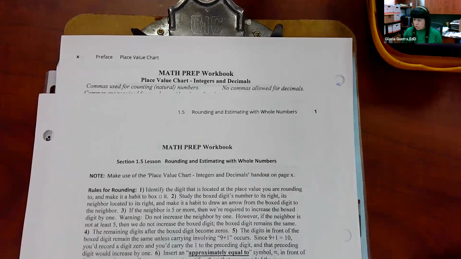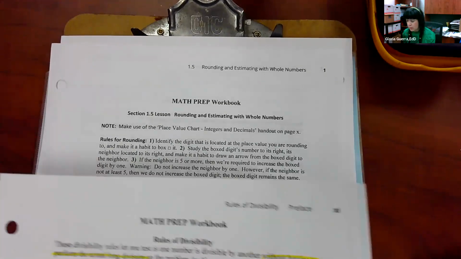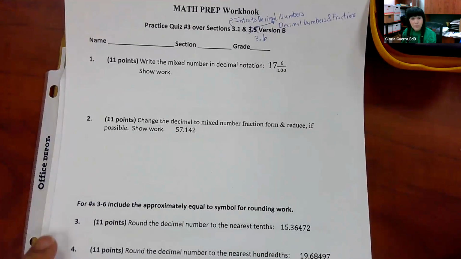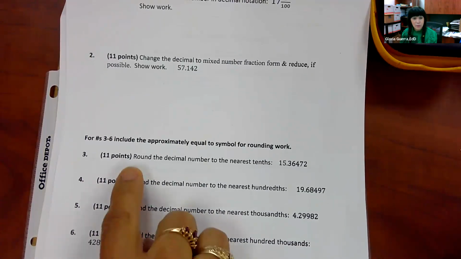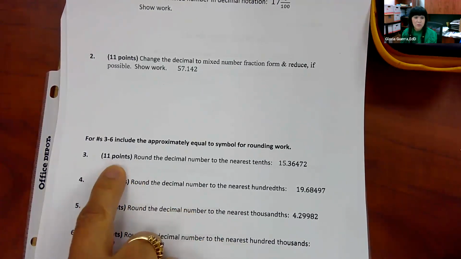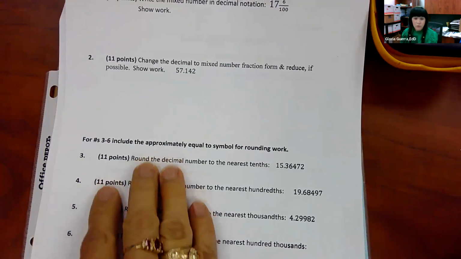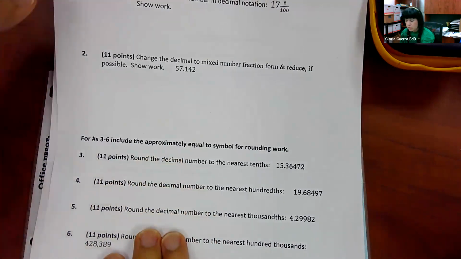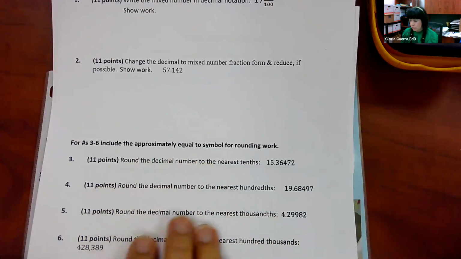So you can have these two sheets out to help you on your quiz, to help you with rounding, because you'll have several problems. It looks like on your quiz, you'll have four problems. See this here, number 3, 4, 5, and 6. It looks like you'll have four problems, and see their values are 11. So 11 times 4 is 44. It's almost 50, right? Almost half your quiz is going to be based on rounding. So you have a good opportunity to score well on the quiz if you know how to round, because you've already got about 44 points for rounding correctly.